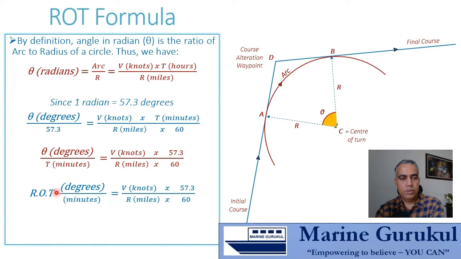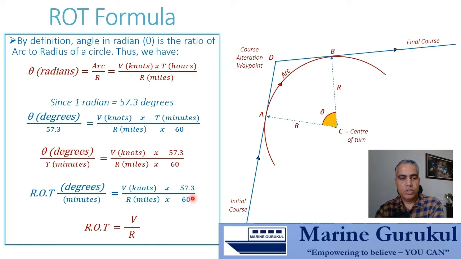This is what is known as the rate of turn of the ship. So rate of turn is equal to degrees by minutes. These are the units of rate of turn. The ship is turning at a rate of so many degrees per minute. This will be equal to v in knots divided by the radius in miles. V is multiplied by 57.3. Radius at the denominator is multiplied by 60. Now if you look carefully, the numerical terms which we have on the right hand side, 57.3 in the numerator and 60 in the denominator, are close to each other.